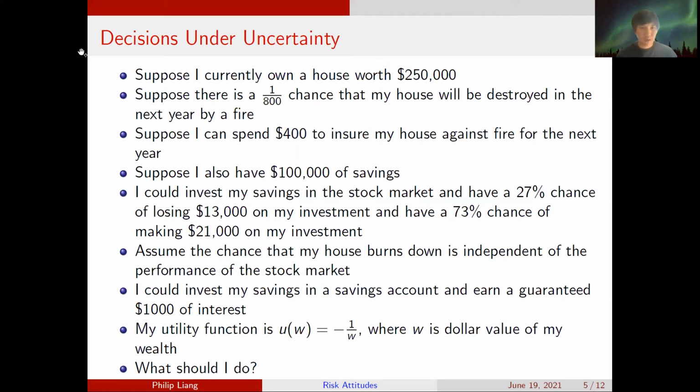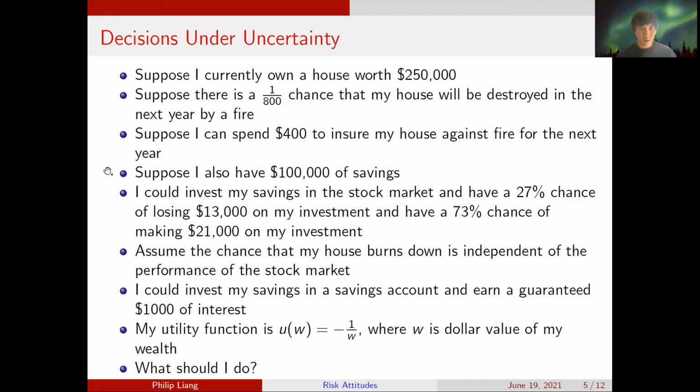And thinking about decisions under uncertainty can get a little bit complicated, especially if we've got multiple actors going on, multiple sources of uncertainty. So here, there are going to be two sources of uncertainty in this problem. A home I own is worth $250,000, but might be destroyed in the next year by a fire with a 1 in 800 chance. And there is commercially available fire insurance costing $400, and this will give me the money needed to rebuild my home if it does burn down.